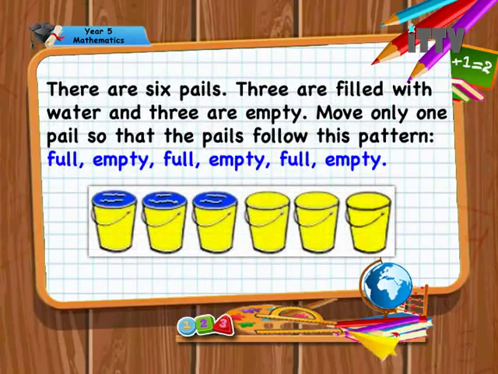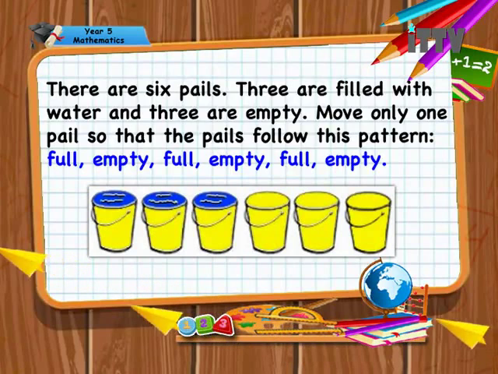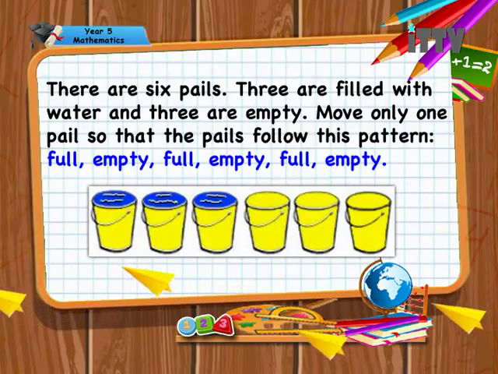There are 6 pails. 3 are filled with water and 3 are empty. Move only 1 pail so that the pails follow this pattern: full, empty, full, empty, full, empty. Before we meet again in the next lesson, I want you to spend some time and try your best to solve this puzzle. Okay? That's all the time we have for this lesson.